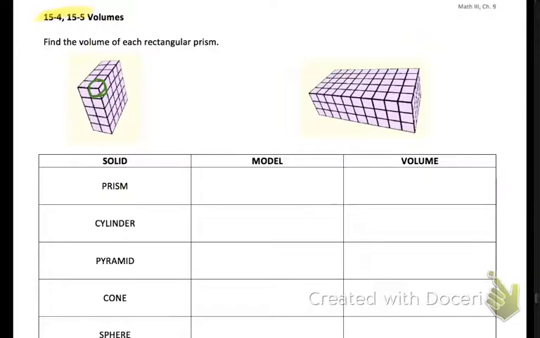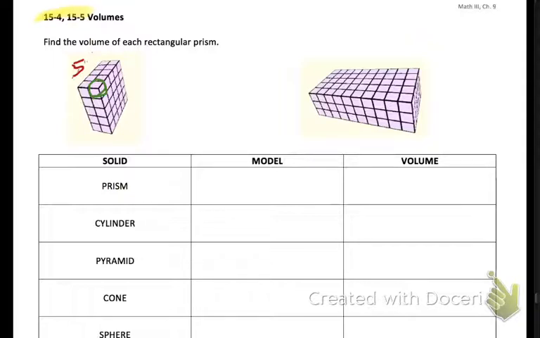Now you could count how many cubes you'd need. 1, 2, 3, 4, 5. This is 5. We have another 5 on the top, and you could keep counting how many cubes. And once you find the total number of cubes, that would be the volume. Cubic units. If one of these little 1 by 1 by 1 cubelets is a unit, it would be cubic units.